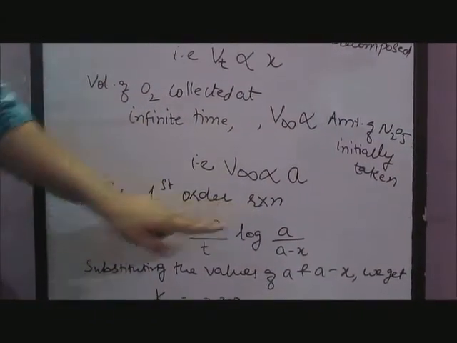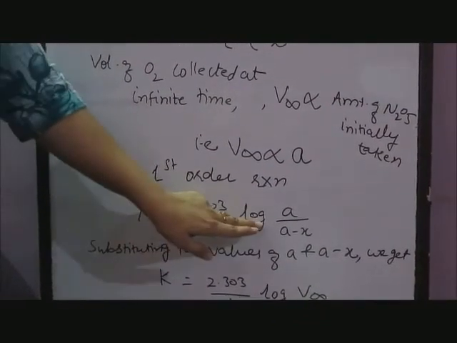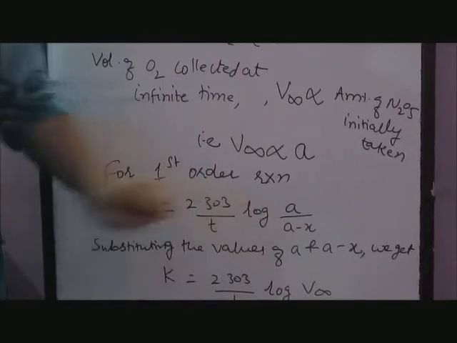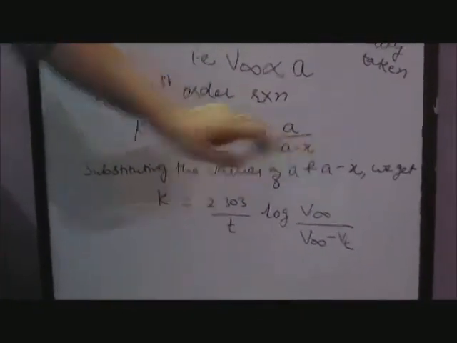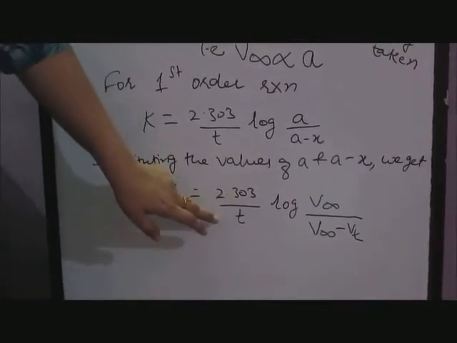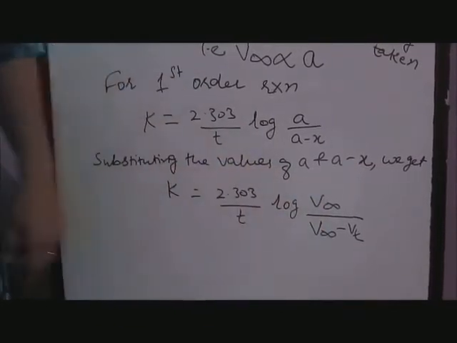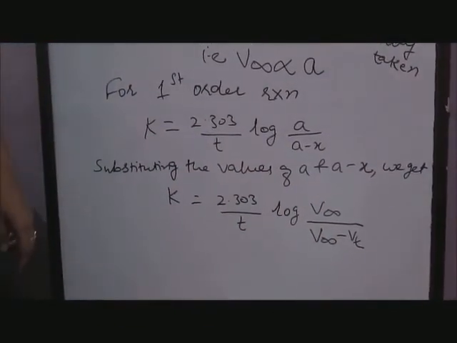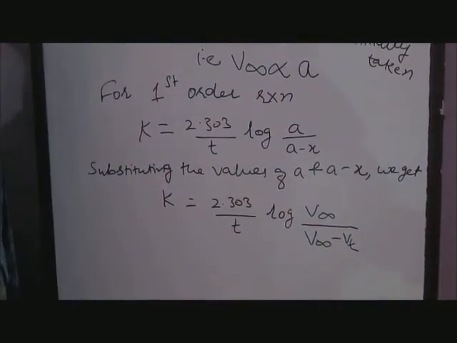For first order reaction, K is equal to 2.303 upon t log A upon A minus x. Substituting the values of A and A minus x, we get K is equal to 2.303 upon t log V infinity upon V infinity minus Vt. Constant value of K for the given data proves that the reaction is of first order.